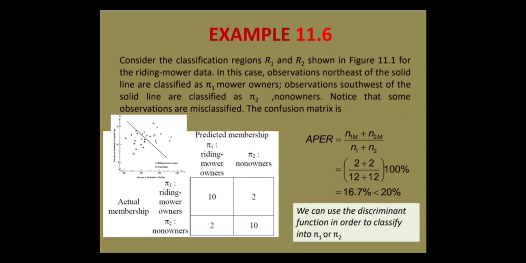Okay, with all the information, we can calculate the APER, the error rate, which is the total of the misclassified, 2 plus 2, divided dengan total of the items in both groups, 12 plus 12, multiply by 100. So kita akan dapat 16.7%, which is less than 20%. So we can see that we can use the discriminant function that we have in order to classify the new observation into pi 1 or pi 2. We can use the function. Okay, so maksudnya the function is valid. The discriminant function is valid.